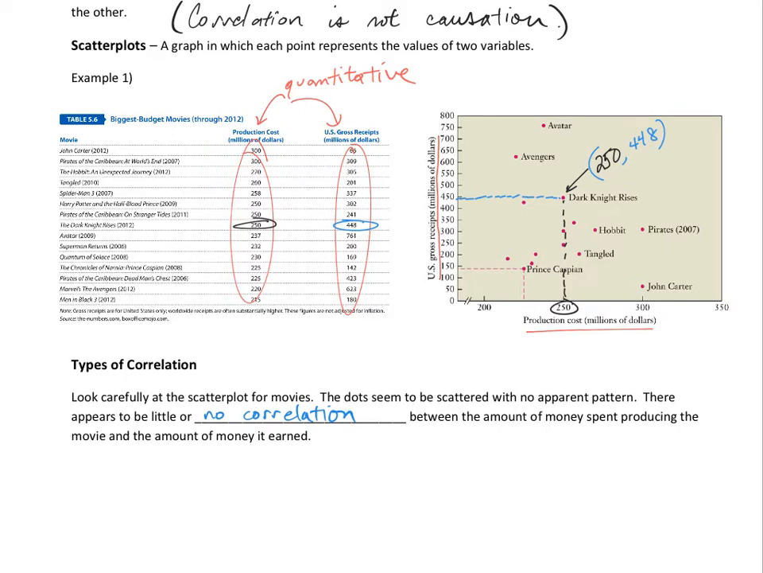But one thing you'll want to notice is that by looking at this graph, these dots are just sort of scattered all over the place. It doesn't look like there's a pattern at all. So we would say there appears to be little or no correlation between the amount of money spent producing the movie and the amount of money it earned. And if you've been around as long as I have, you know that spending $500 million on a film does not necessarily mean it will make that much money at the box office. So here's the example of that.